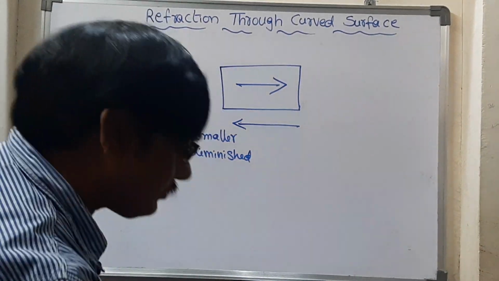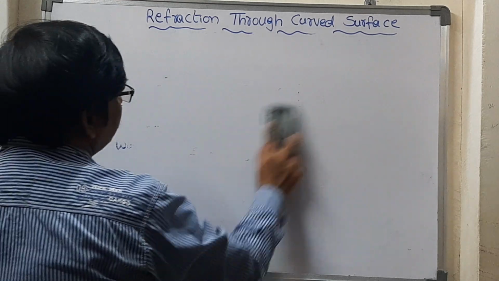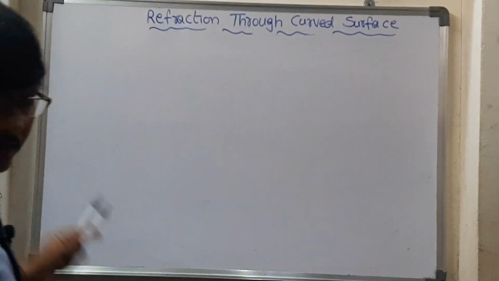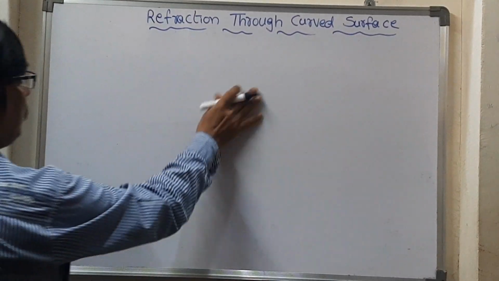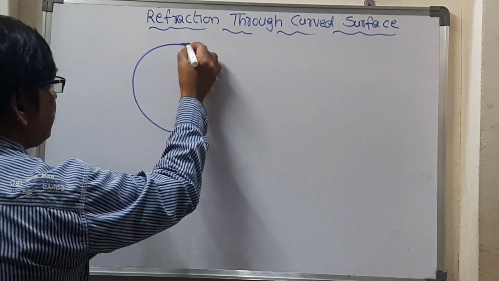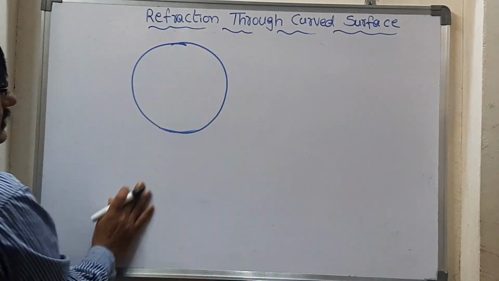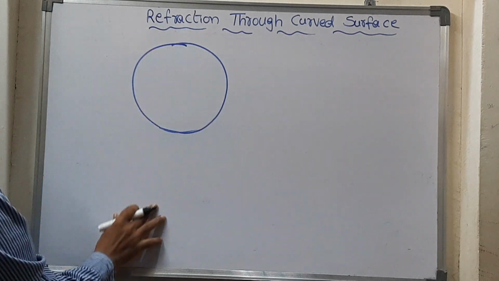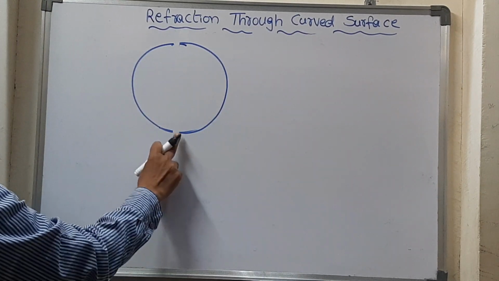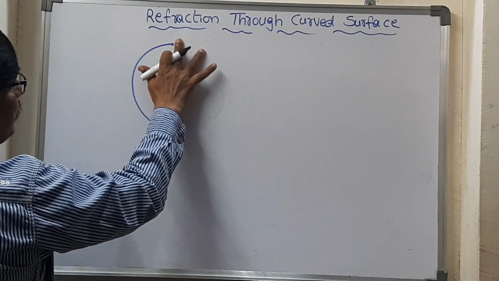Okay, and for this, first of all, imagine one hollow sphere. Now let us take this hollow sphere made of glass. This is completely made of glass. Now let us bisect it, that is, make it into half. Let us take this part.